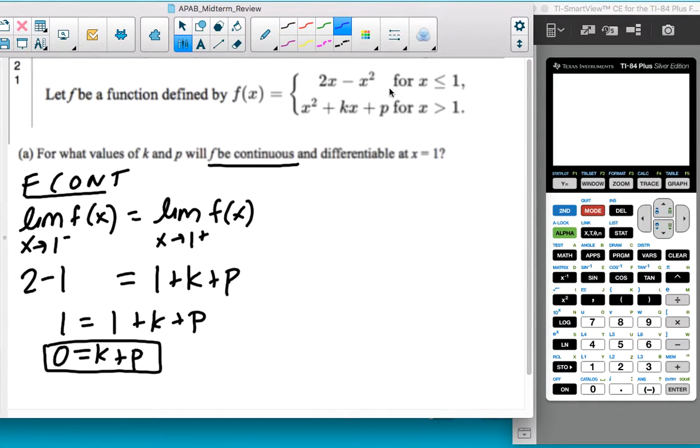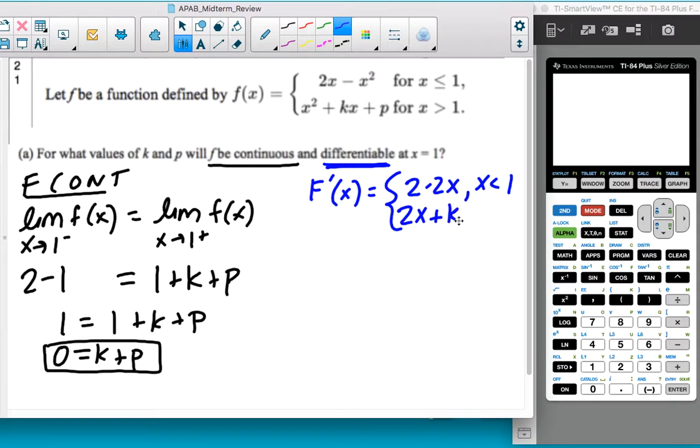The second equation I'm going to need is about f prime. Differentiable is the same set of rules, but for the derivative. So if f of x is this piecewise function, the derivative is just what happens if I differentiate each of the pieces and keep the function rules the same, but without the equal to. So the derivative of 2x minus x squared is 2 minus 2x, and that'll be for x values less than 1. The derivative of this is going to be 2x plus k, no more p, and that'll be for x values greater than 1.